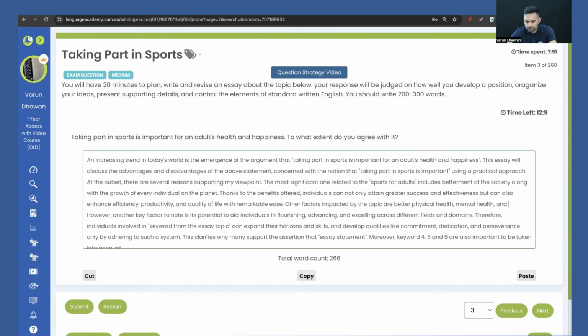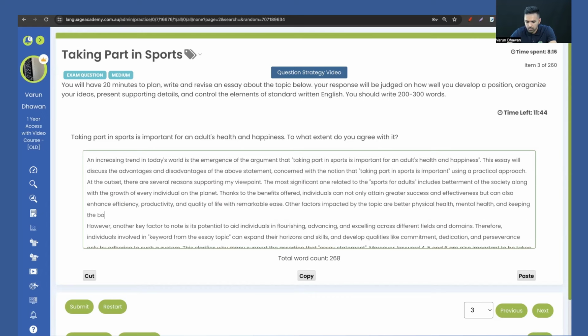and physical health, mental health, and you can write a better physical health, mental health, and relaxation. You can write and keeping the body active. You can write it this way.